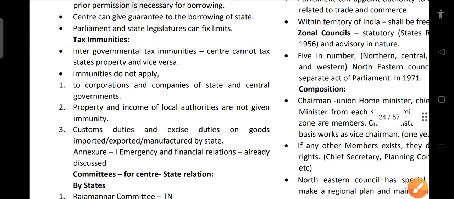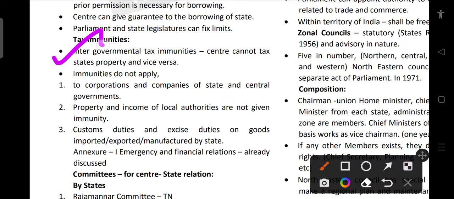Now what is the tax immunity? Intergovernmental tax immunity: the Center cannot tax state property and vice versa. So this is the intergovernmental tax immunity. The Center will not tax state property and the state cannot tax the Center's property.